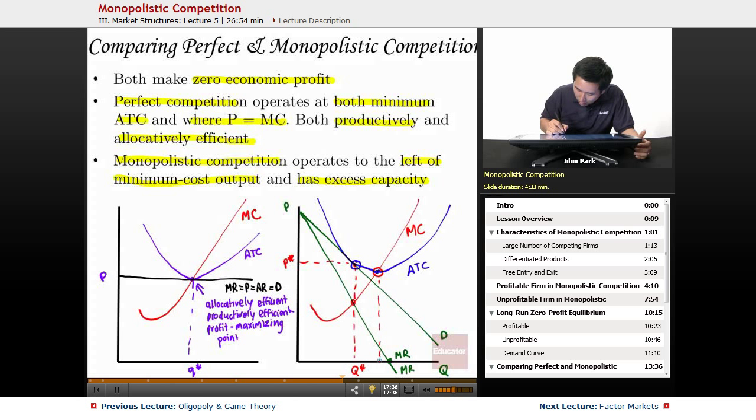So right here, let's label this as QP. So, this is productively efficient. Now, what's allocatively efficient? So right here is where the marginal cost equals the price. So here, let's label it as QS. So this here is allocatively efficient.